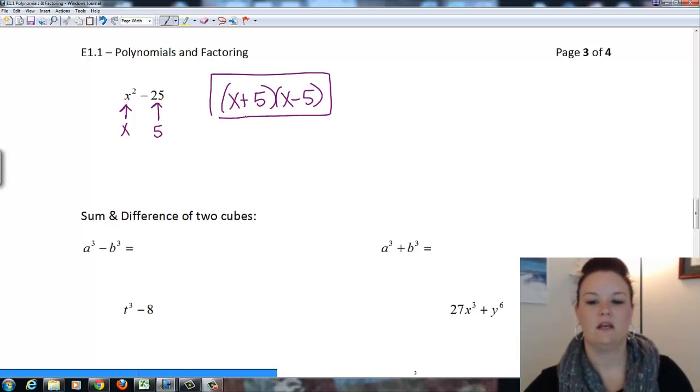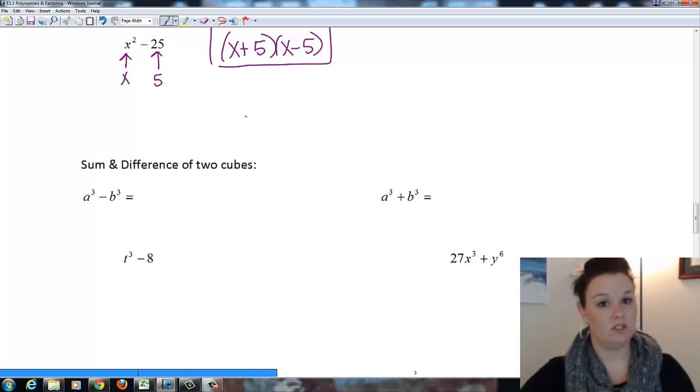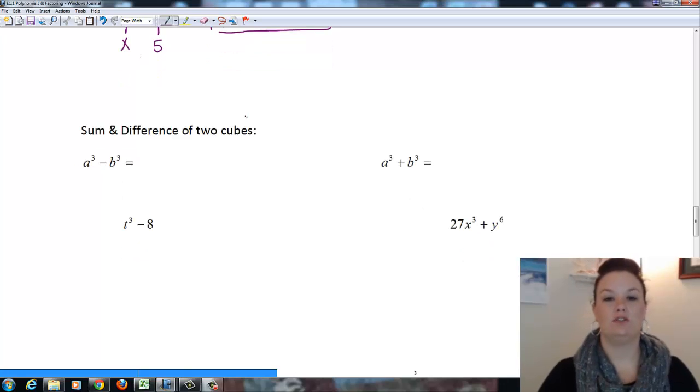Okay. Now, sum and difference of cubes is a little bit different. There's a formula and you just have to memorize it. Okay, I won't give it to you on a test. I won't give it to you on the final. It's just something you need to know. So I'm going to go ahead and write down what our two formulas are.